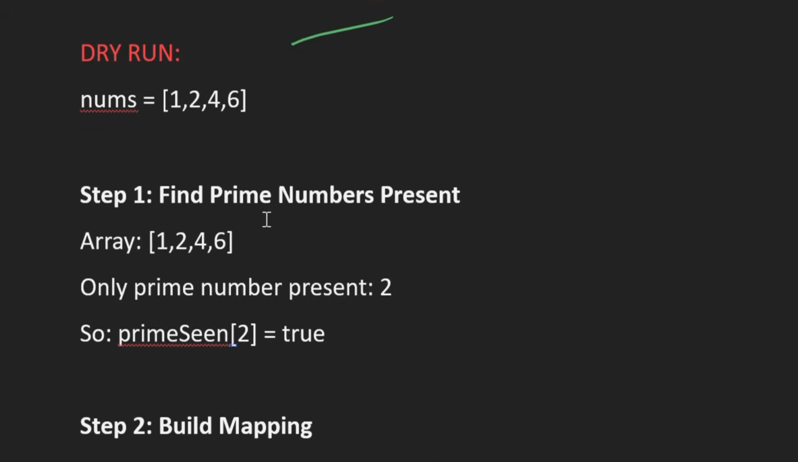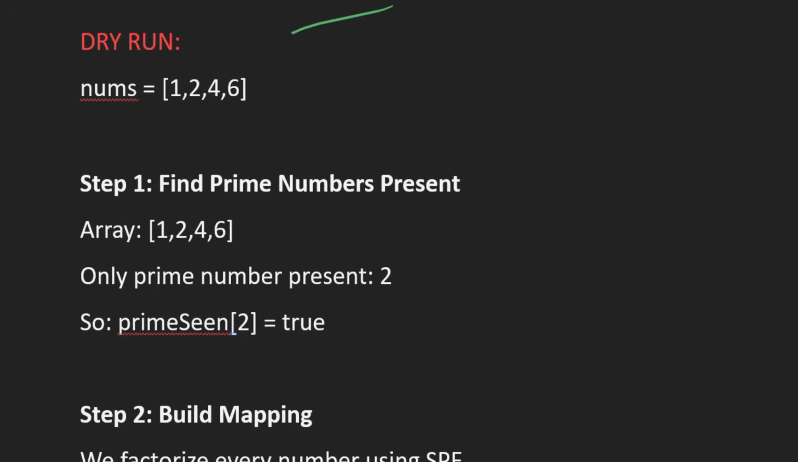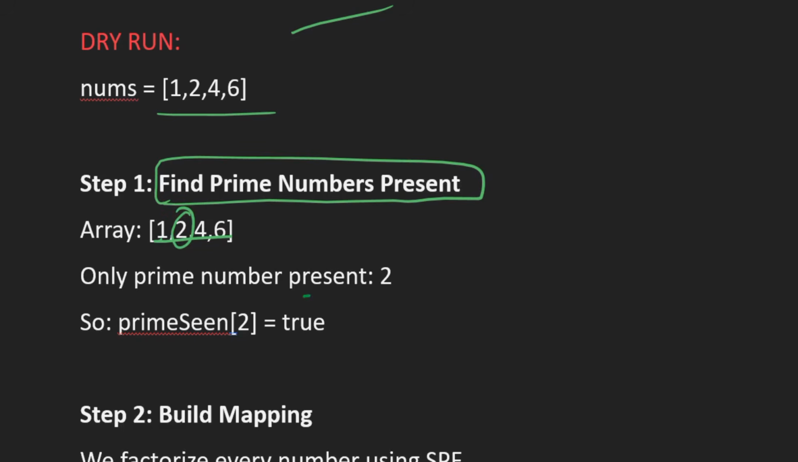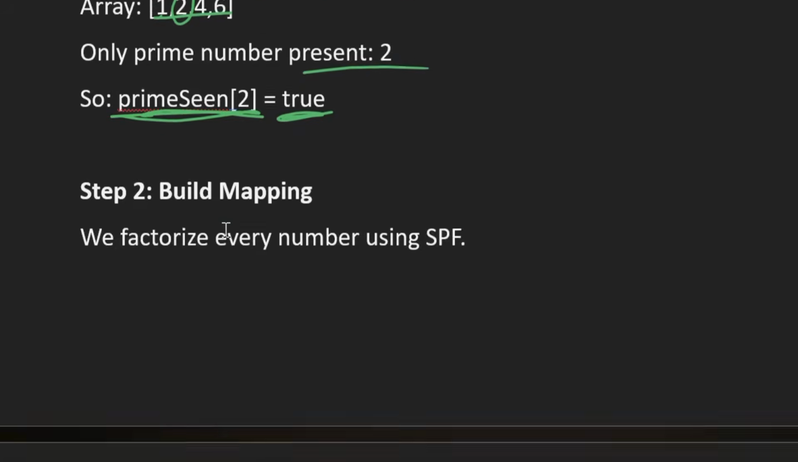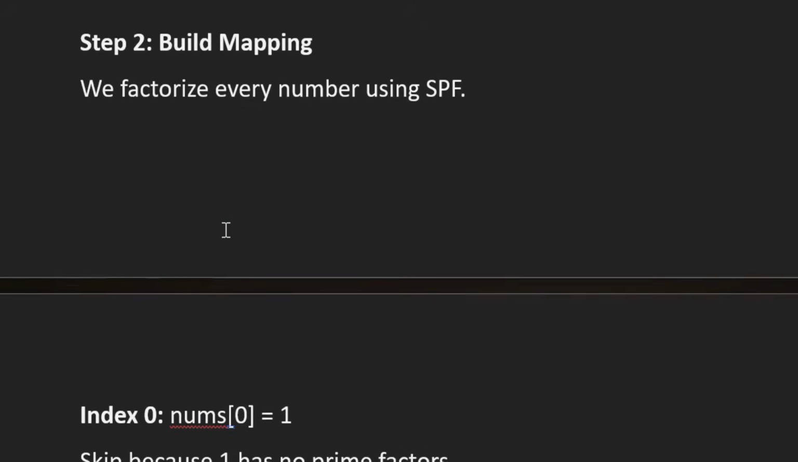So let's try to understand the approach with the help of an example. So we have taken the nums array 1 2 4 6. So first of all, we find the prime numbers that are present in the array. So we have 1 2 4 6 in the array. So the prime number that is present is only 2. So we mark prime seen of 2, that is we have seen 2 in the array, so we mark that as true. Now next what we'll do is we'll build the mapping, right?